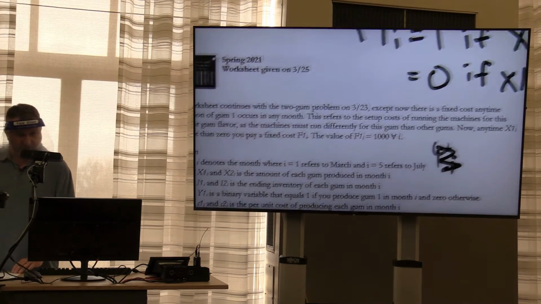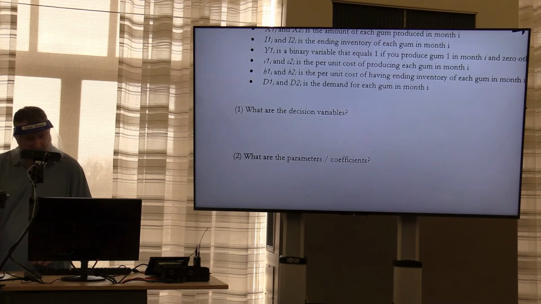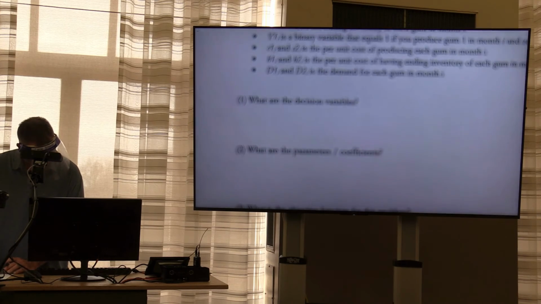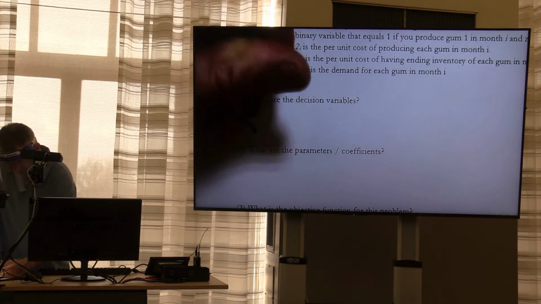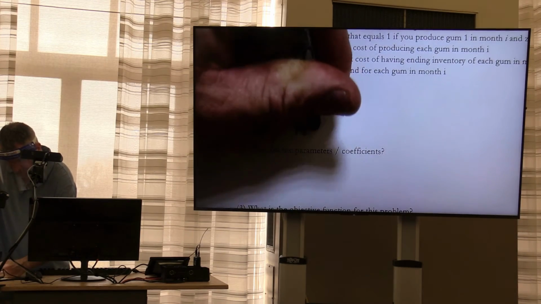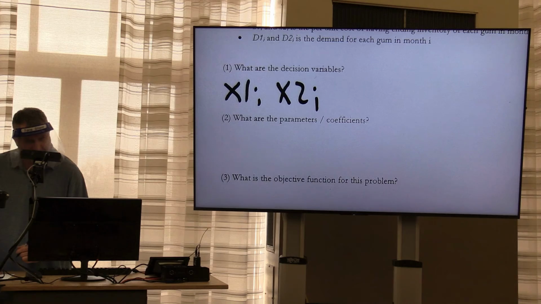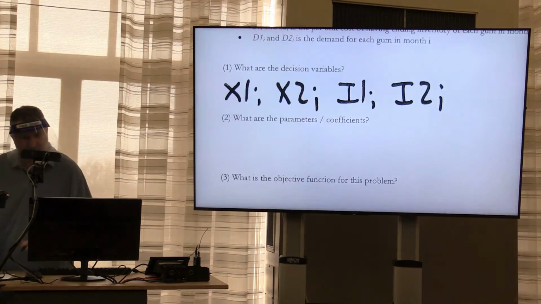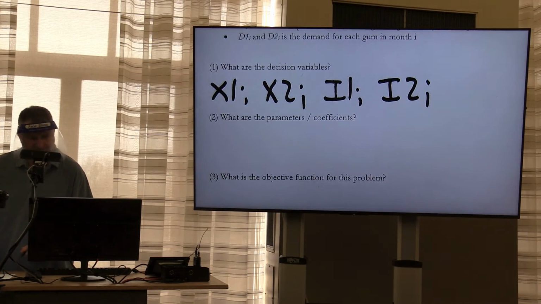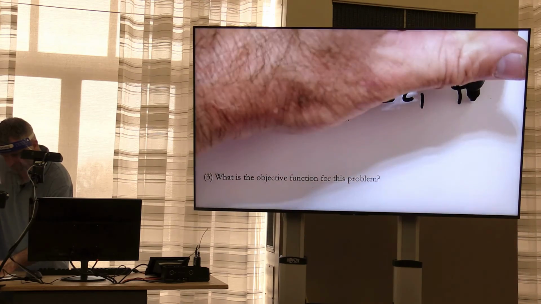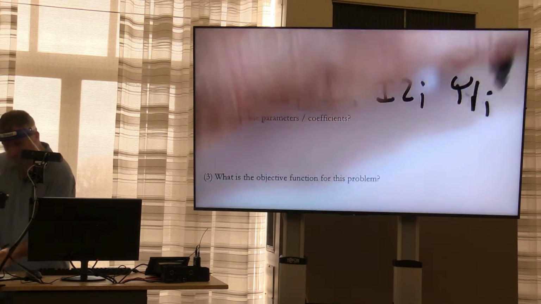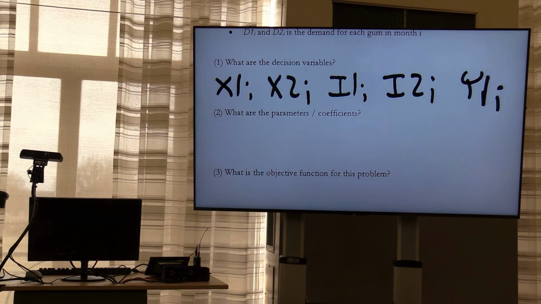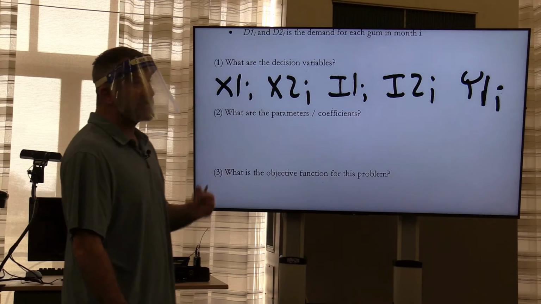In 1, 2, and 3, we're going through the same questions we did last time. We have our decision variables. They are similar to last time. We just have one new one. We're deciding how much of each gum to produce in each month, how much to store in each month, and whether we're producing gum 1 in any particular month. That is a new decision variable.